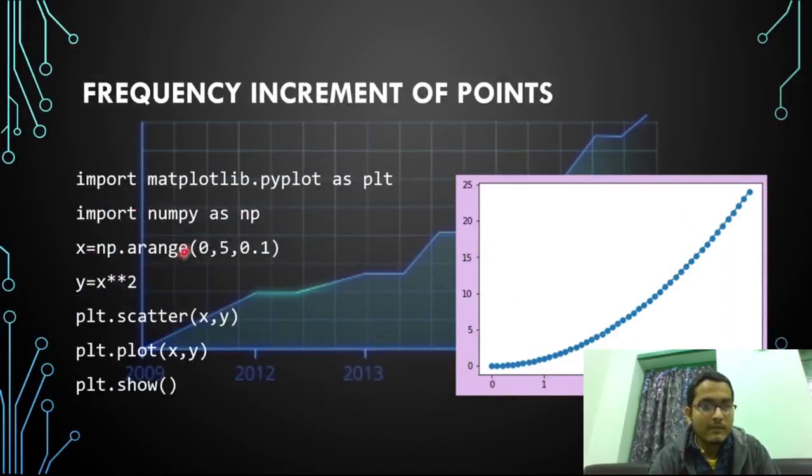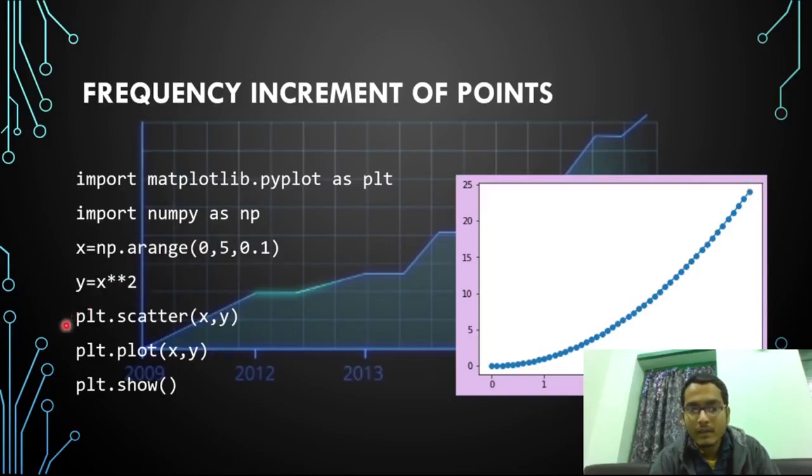There is a function of numpy known as arange. Here we are referencing x as our numpy array, so we can do np.arange with start, stop, step. There are three arguments: start, stop, step. It will start with 0, end just before 5, and go with a step of 0.1. So our x will now contain 0, 0.1, 0.2, 0.3 and so on till 4.9. If you notice this curve, 5 comma 25 isn't plotted, because it stops just before 5, at 4.9.